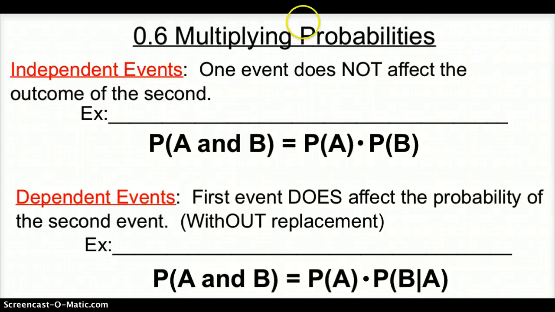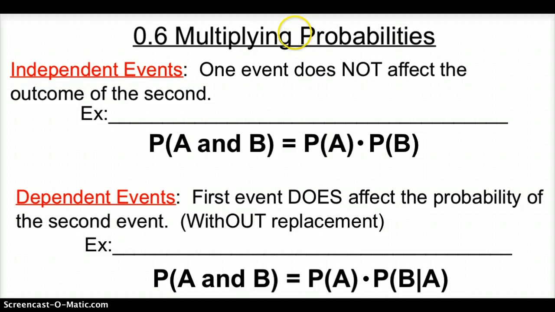Welcome to section 0.6, Multiplying Probabilities. I want to first start off by mentioning that today's stuff is a little bit different than yesterday's stuff, because yesterday's stuff was more OR statements, which meant we had to add probabilities. Now today is going to be more AND statements, which means we might have to multiply probabilities.